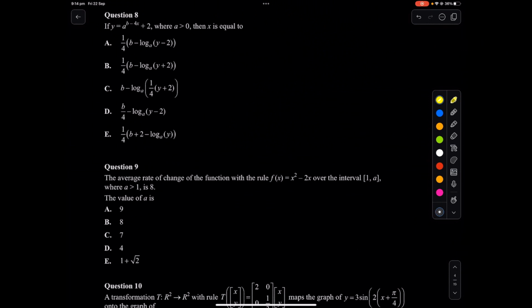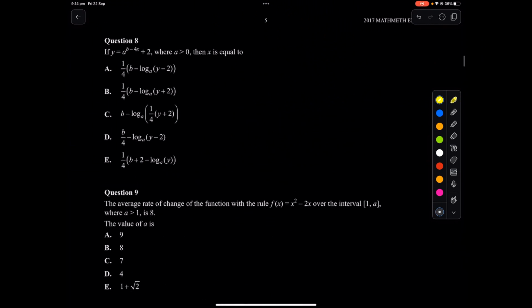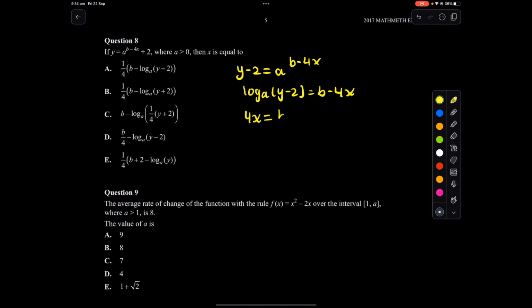Question 8. If y is this, where a is greater than 0, then x is equal to what? So let's just solve that. We're saying that y minus 2, if you bring that, a, b minus 4x, log a, y minus 2 equals b minus 4x. We can bring that 4x in front, and we can say that's b minus log a, y minus 2. X is 1 over 4, b minus log a, y minus 2. So yeah, it looks like A is the best one. Is that right? Yeah, A looks good.